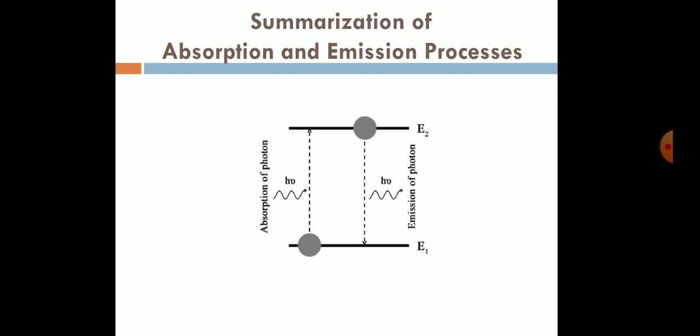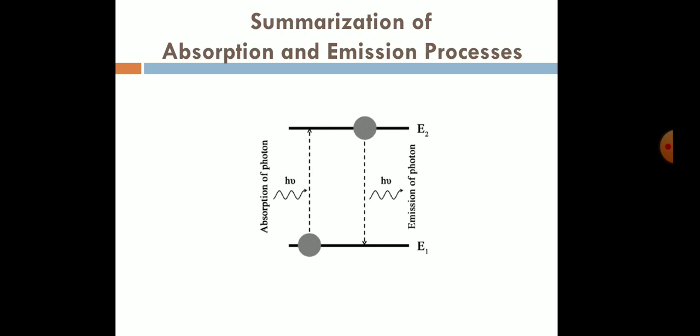Now the summarization of absorption and emission process we can see through this figure. A molecule can jump from one energy level to another energy level by either absorbing or emitting a photon of energy that separates the two energy levels.